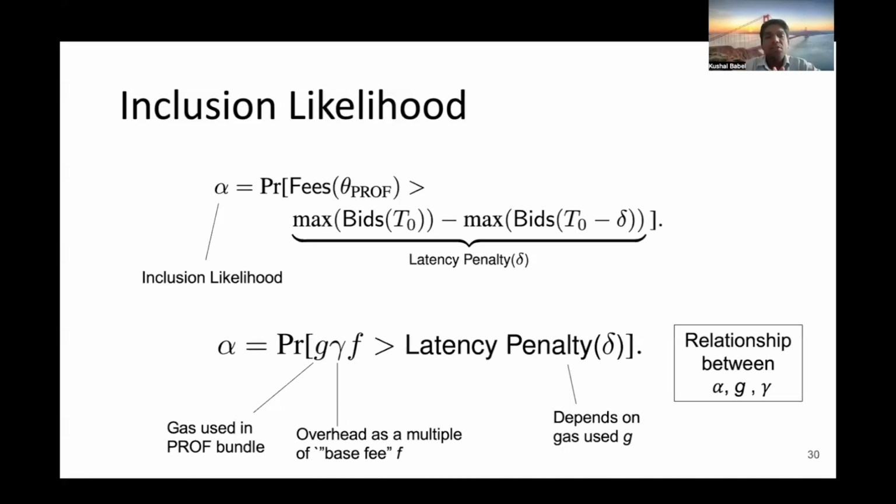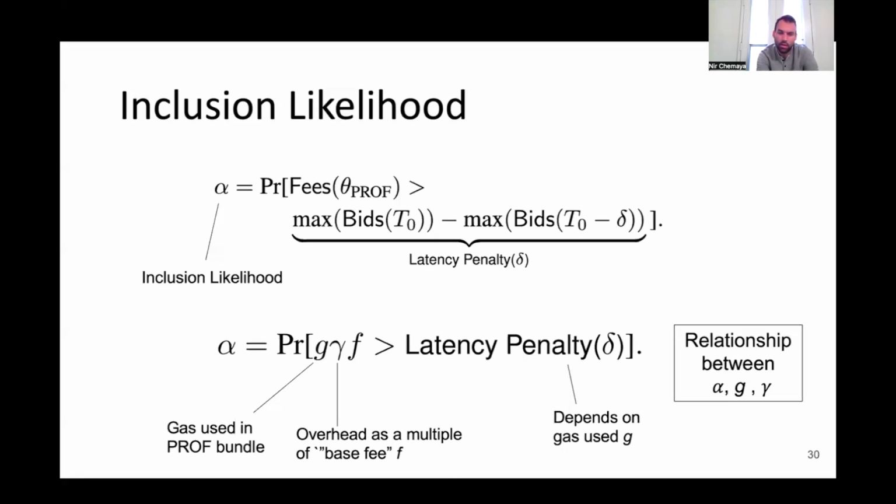Yeah, so G is the gas used, which is like the size of the PROF bundle. So if your PROF bundle size is small, then you can compensate for it by increasing your gamma. Gamma is the fee that you're paying, and G is the size of your bundle. So if you have a lot of transactions, each transaction doesn't need to pay a lot of fee. Essentially, we are computing the cumulative fee, G times gamma. Oh yeah, okay, I see.